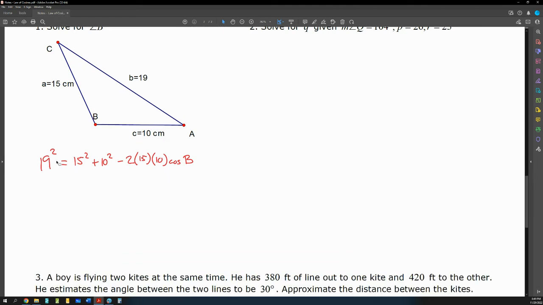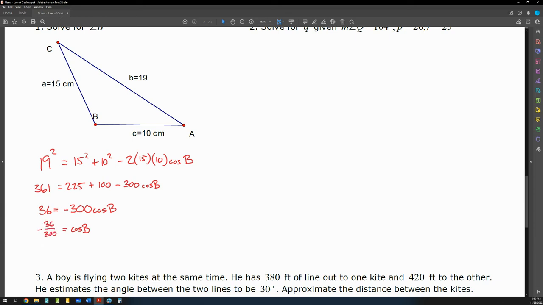Let's go ahead and simplify or evaluate some of these values. We have 19 squared, which we know is 361. 15 squared is 225. 10 squared is 100. Minus 2 times 15 is 30, times 10 is 300, and then cosine of B. 225 plus 100 is 325, and if we subtract that from 361, we're left with 36, which is equal to negative 300 cosine B. Dividing both sides by negative 300, we get the cosine of B is equal to negative 36 300ths.